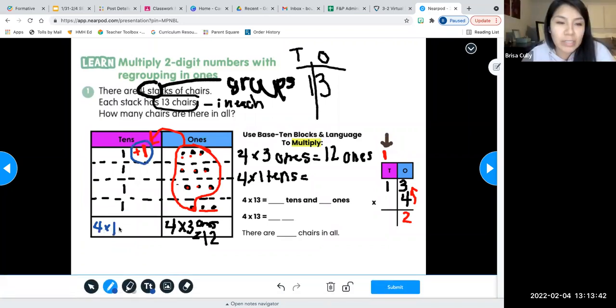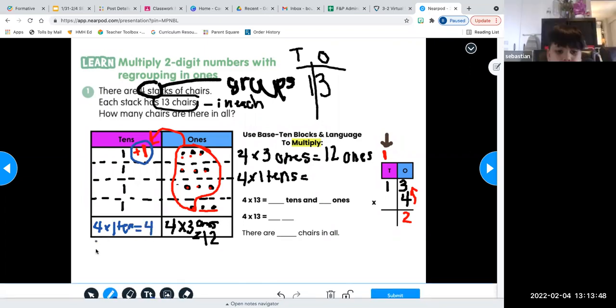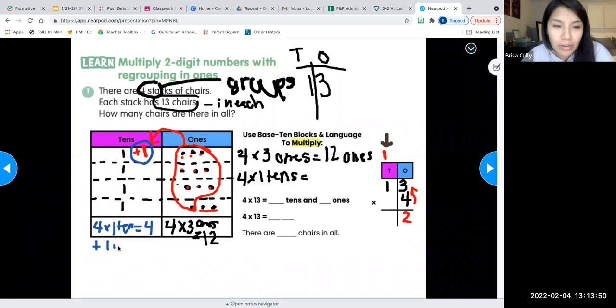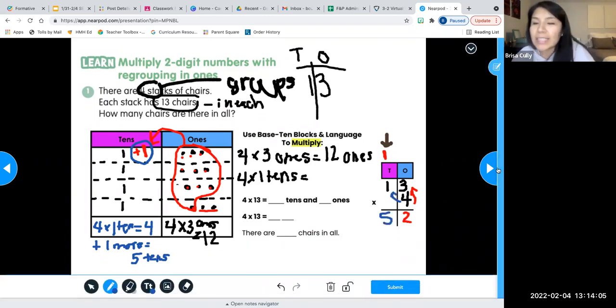Good. So 4 times 1 ten is equal to 4 tens plus 1 more. And that is how Sebastian got a total of 5 tens. And 5 fits comfortably in the tens place. What is 13 times 4?